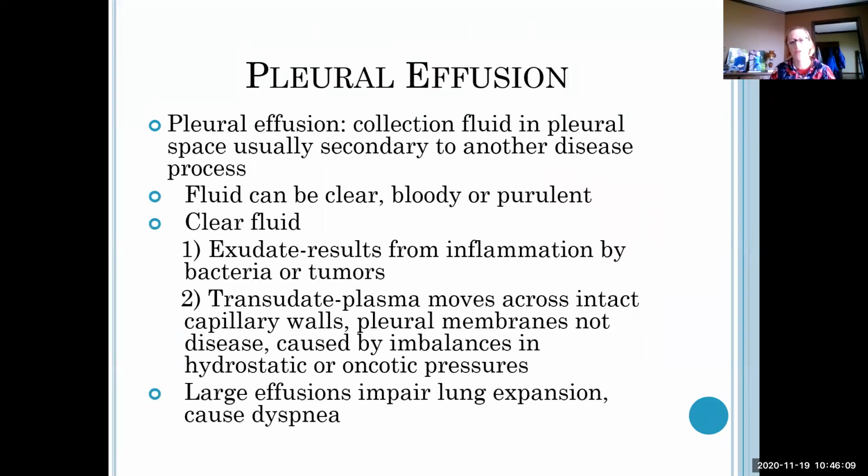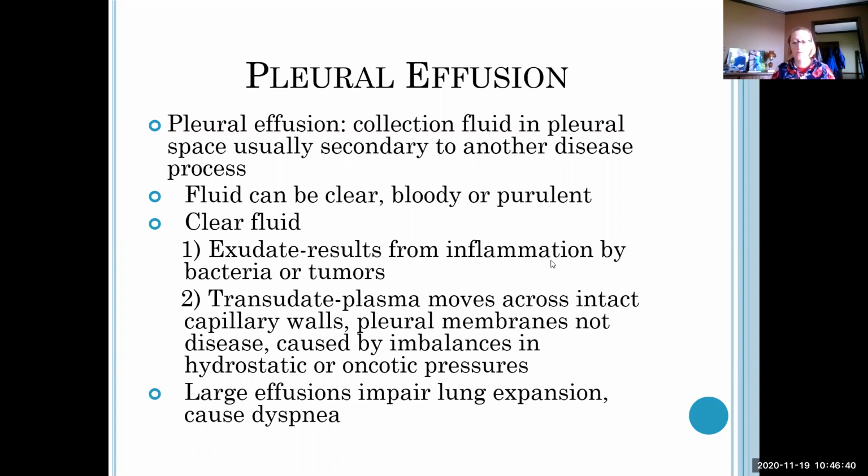Then our pleural effusions. Pleural effusions are a collection of fluid in the pleural space, and they're usually secondary to another disease process. Fluid can be clear, bloody, or purulent. Clear fluid, exudate, results from inflammation by bacteria or tumors. Transudate is plasma moving across the capillary walls of pleural membranes that are not diseased, and can be caused by an imbalance in hydrostatic or oncotic pressures. Large pleural effusions can impair lung expansion and cause dyspnea.